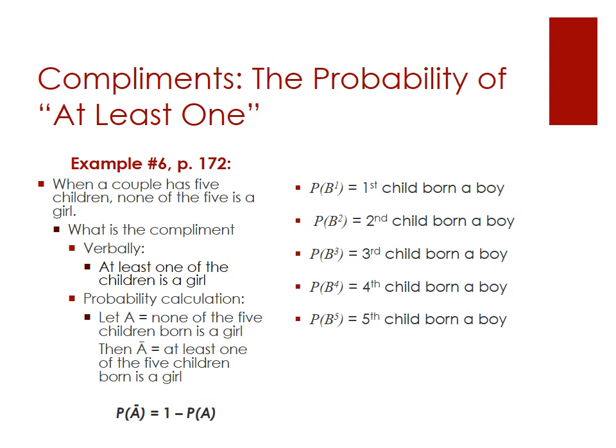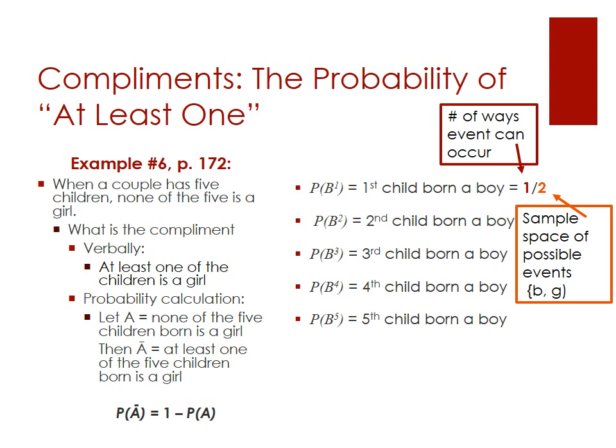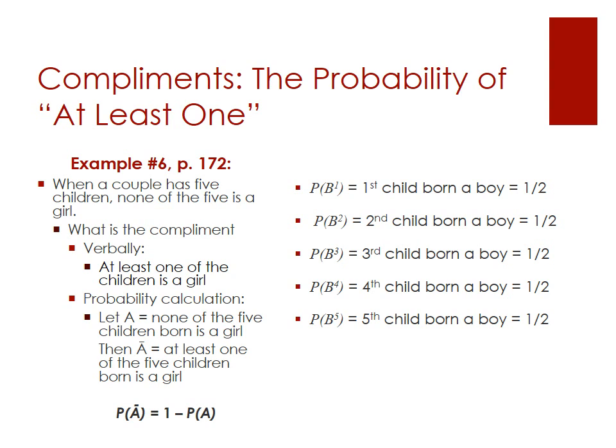Now let's look at the next step of solving this problem. Our next step is calculating the probability of B1. Here, we're again using our basic probability formula. We've got the number of ways the event can occur, in this case a boy being born, so there's only one. And we have our sample space of all possible events, which here would be a boy or girl, so we have 2 possible ways the child can be born. We divide the number of ways the event can occur by the sample space of all possible events, and we repeat that for each of these 5 events because each is an independent event.